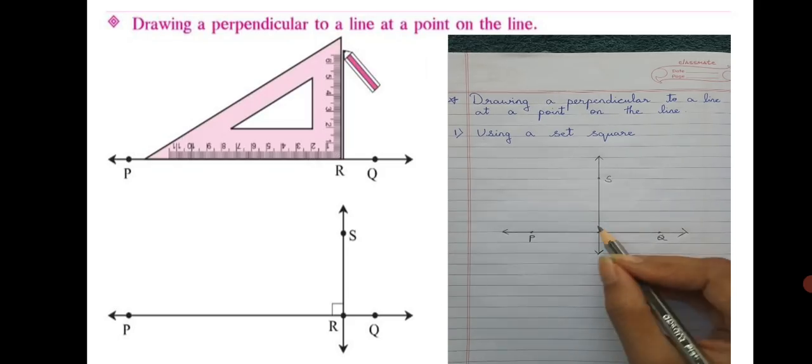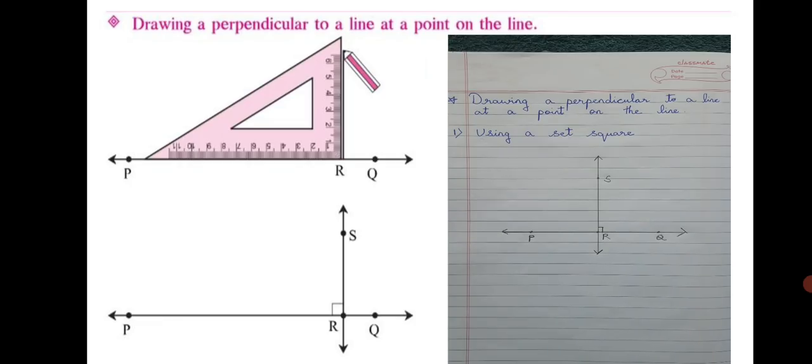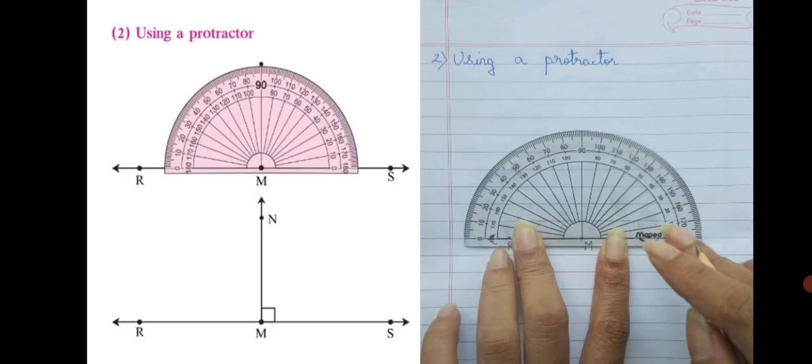Okay, so this way we can mark a perpendicular sign now. This tells us that line RS is perpendicular to line PQ. So using a set square, we have drawn a perpendicular to line PQ at point R, which is on the line. Same way, we are going to draw perpendicular to a point on the line using a protractor.